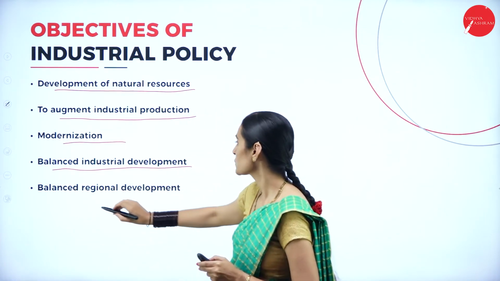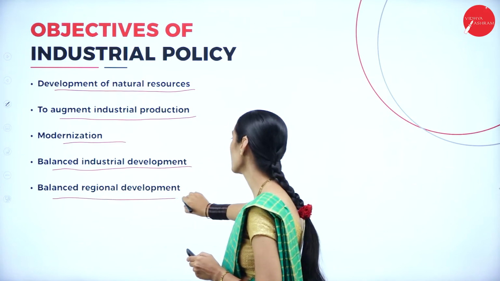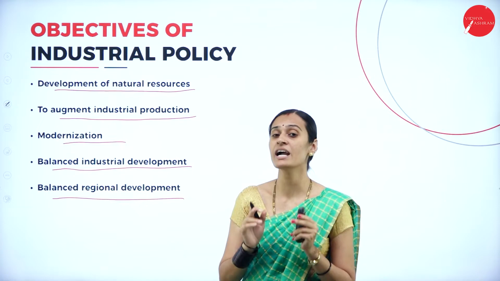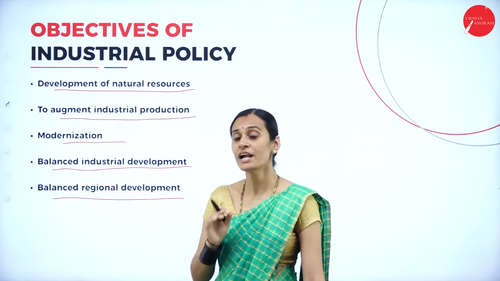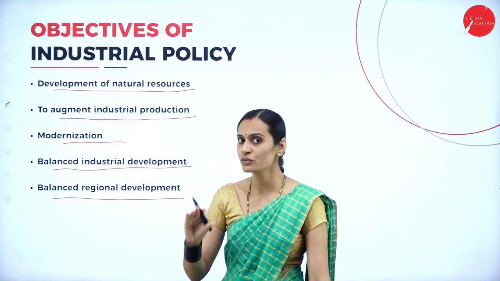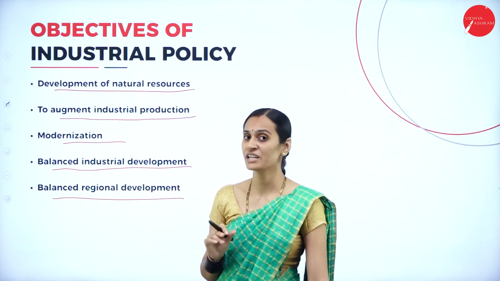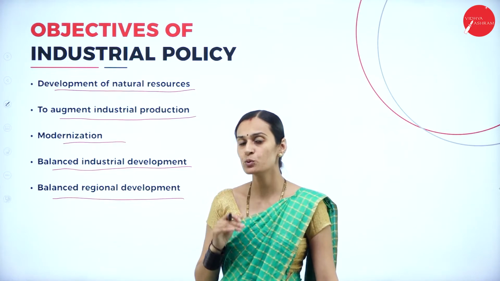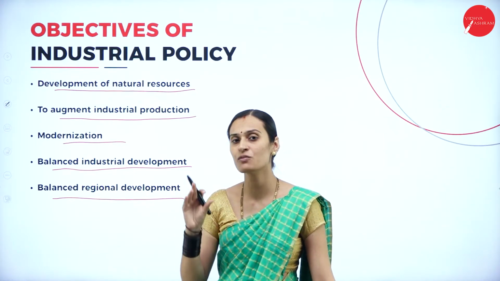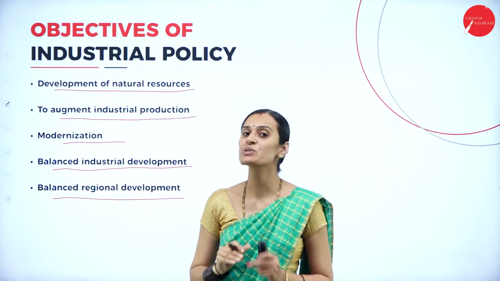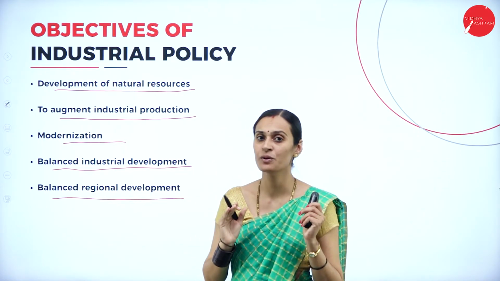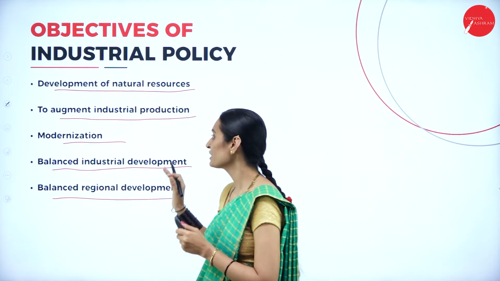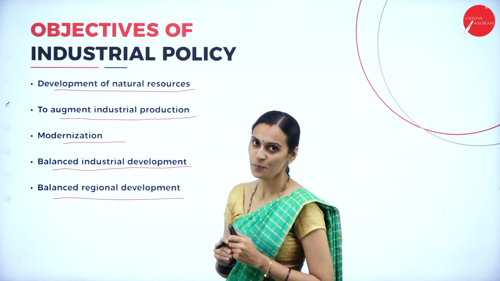Okay, and next one, balanced regional development. Yes, particularly the 1948 and 1956 IPR, Industrial Policy Resolution, focused on the establishment of new industries in particularly backward areas. Establishment of new industry in a backward area helps to improve the infrastructure development of that locality, and of course the local area also gets developed by improving the standard of living of the people. So these all are different objectives of industrial policies.